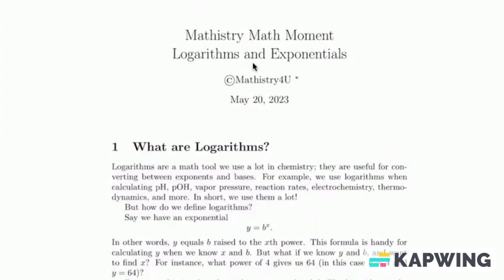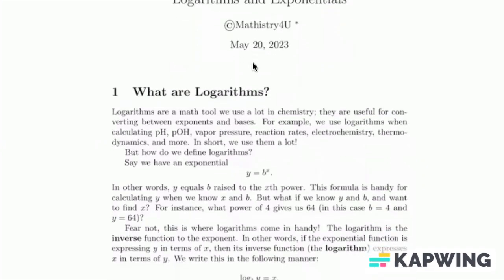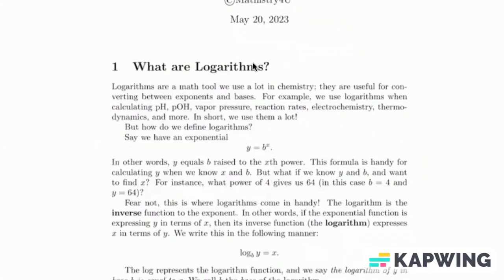Today we're going to be going over logarithms and exponentials, which actually show up quite frequently in chemistry, so it's an important fundamental math concept to know. First of all, let's go over a little bit of definition.